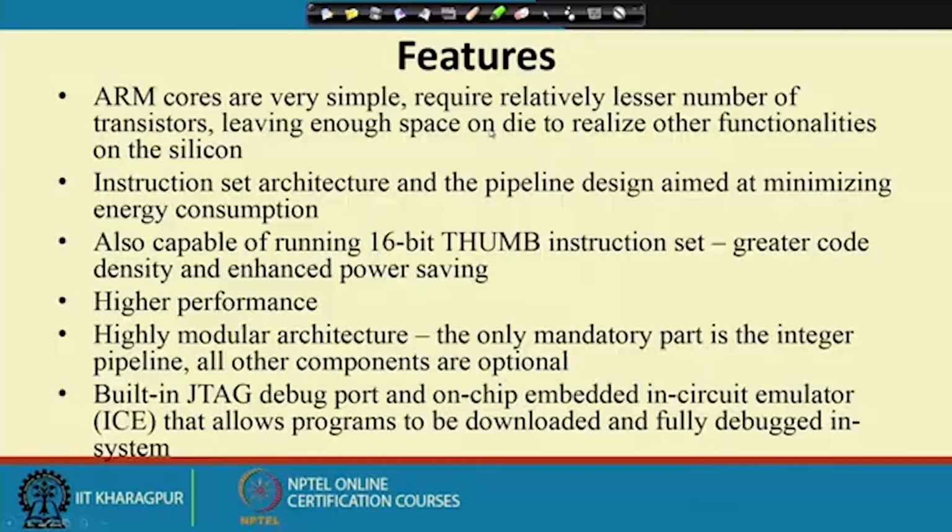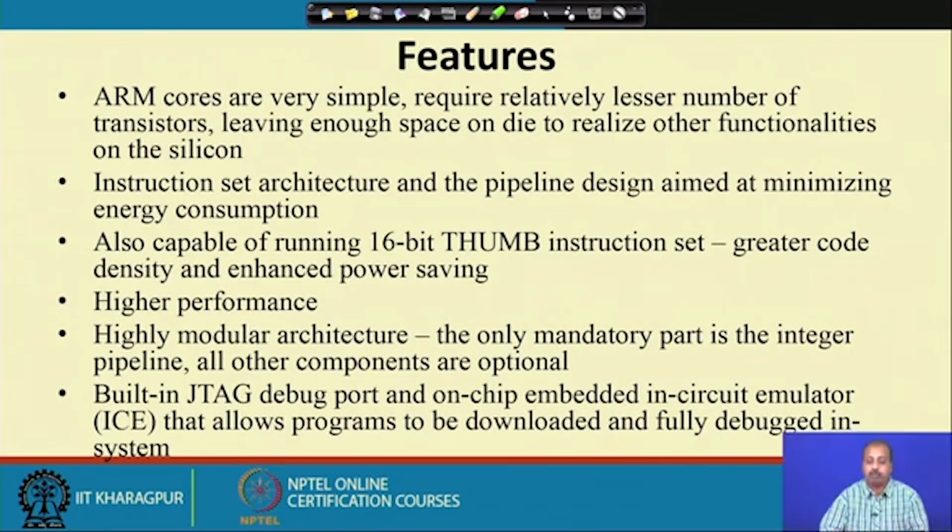Features. The first feature is that the ARM cores are very simple, and they require a relatively lesser number of transistors. So, the cores are made very simple. If it requires fewer transistors, then in the overall silicon wafer you have got a lot of space available for other components, enough space to realize other functionalities on the silicon floor.